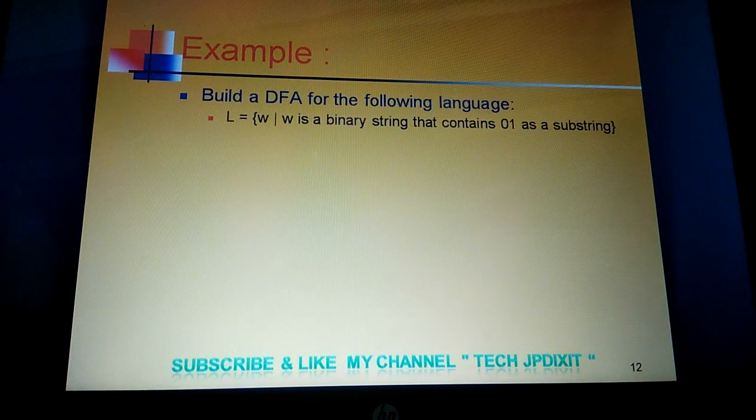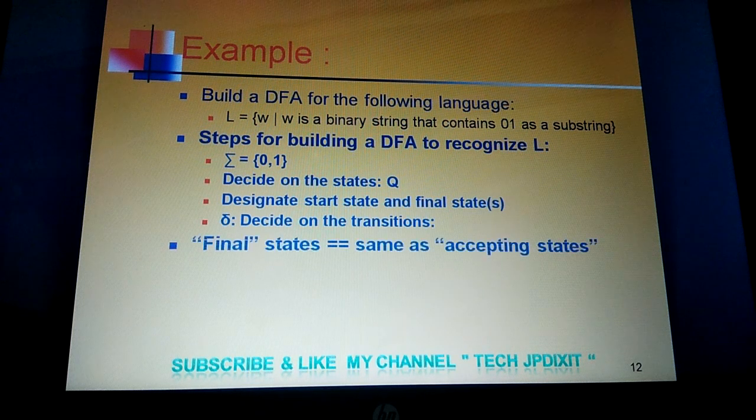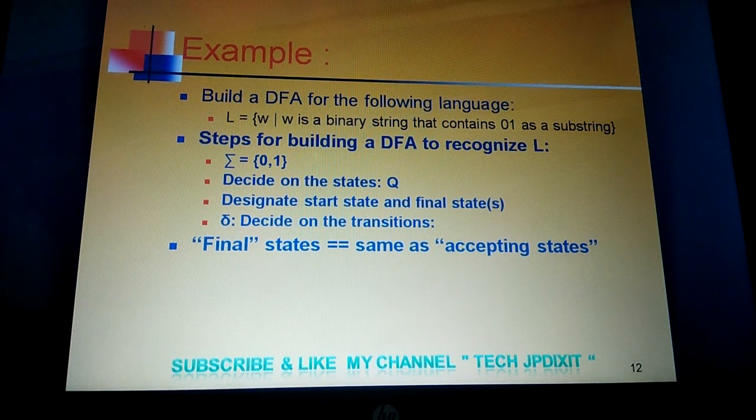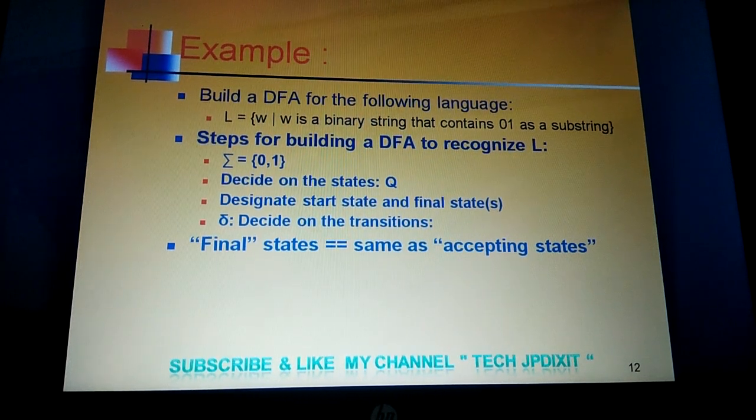Example. Build a DFA for the following language. Steps for building a DFA to recognize the language L: Sigma is equal to {0, 1}, that is the input. Decide the states Q. Designate the start state and final states. Then decide on the transition function delta.